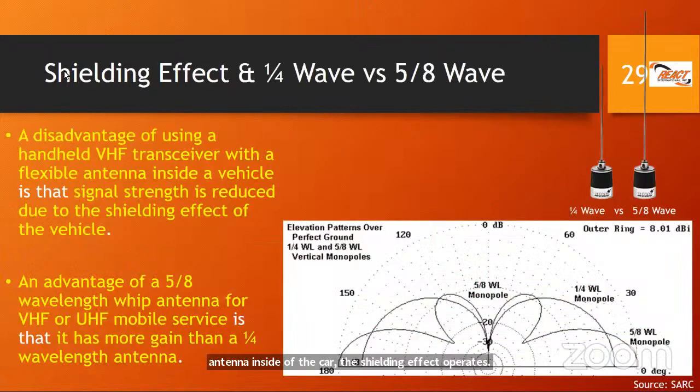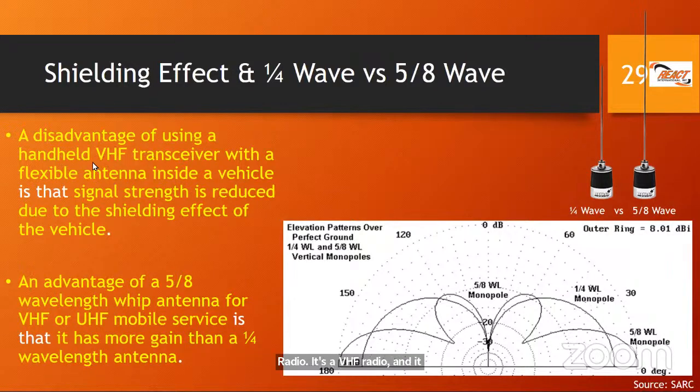All right. So we need to know for the exam that a disadvantage of using a handheld VHF transceiver with a flexible antenna inside a vehicle is that the signal strength is reduced due to the shielding effect of the vehicle. And that's what we just talked about. So we have our radio. It's a handheld radio. It's a VHF radio. And it is inside of a vehicle.